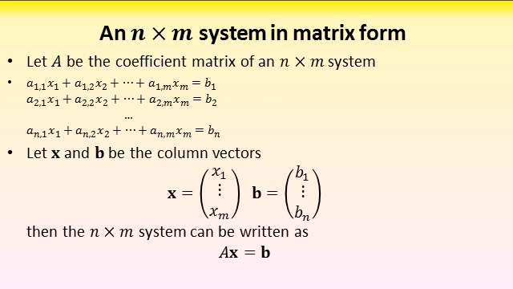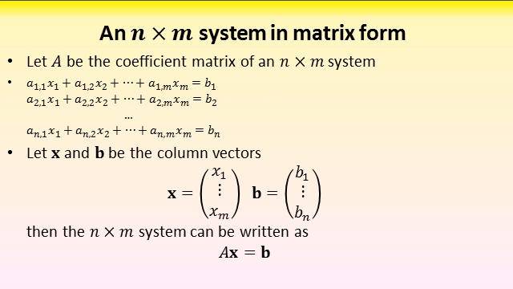So the matrix A is typically a matrix of constants. The vector x is a vector of variables. And I define a vector b which contains the constants on the right hand side of the equation. As this is an n by m system, I have m unknown variables, which means that x must contain m x variables, and it must be m by 1.